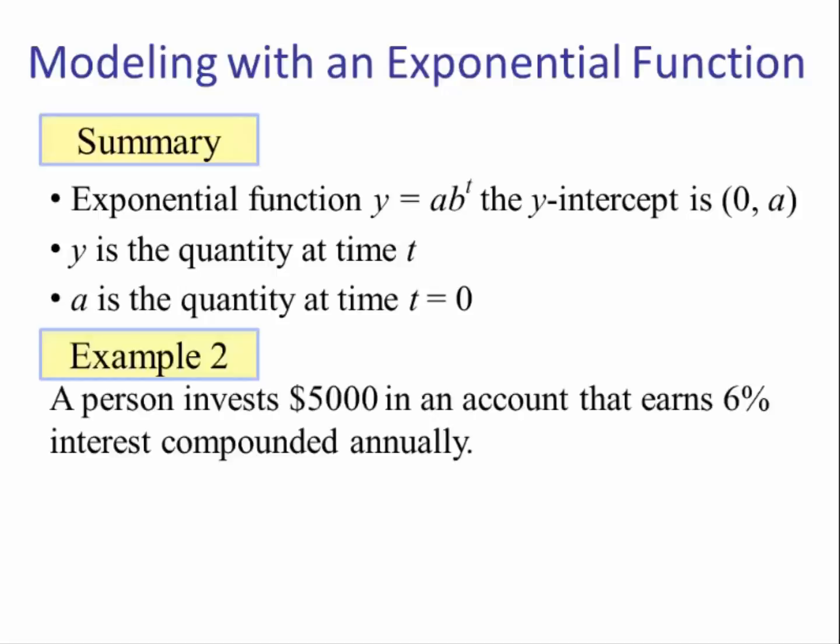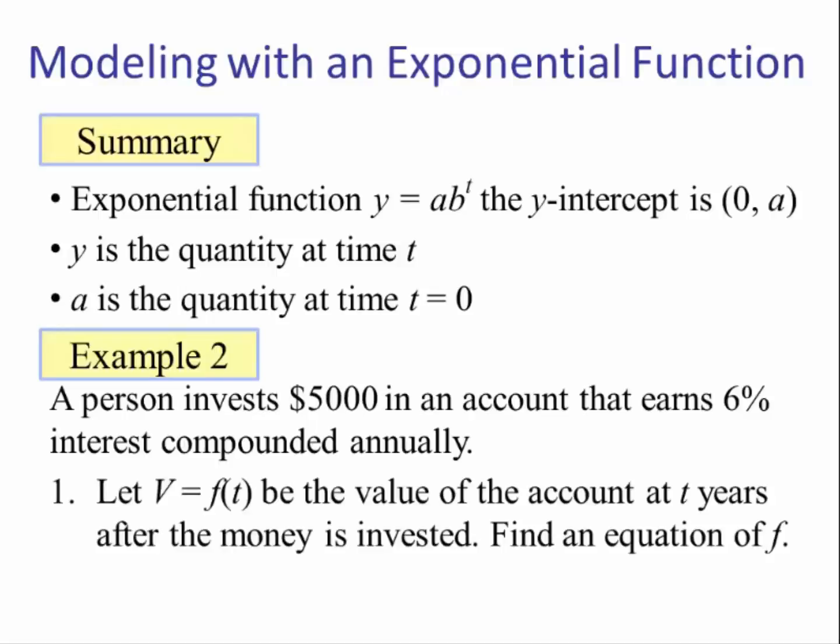Example 2. A person invests $5,000 into an account that earns 6% interest compounded annually. Number 1. Let v equal f of t be the value of the account at t years after the money is invested. Find an equation of f.